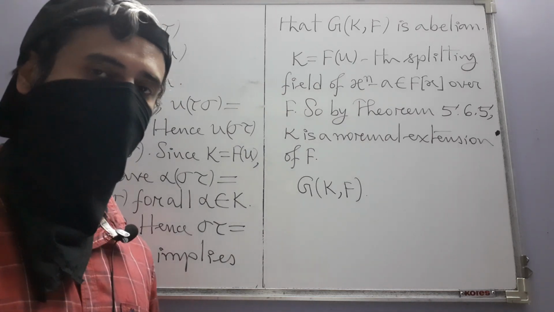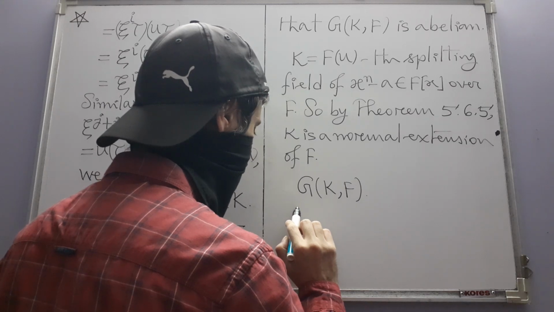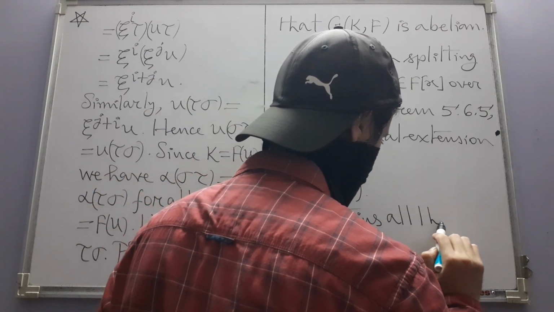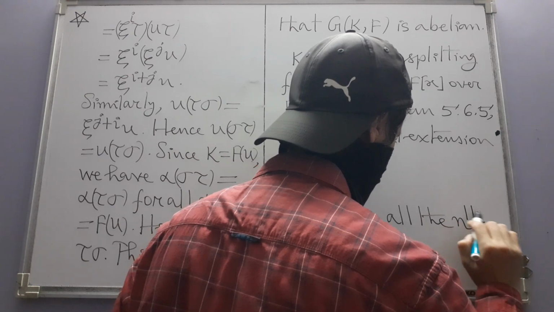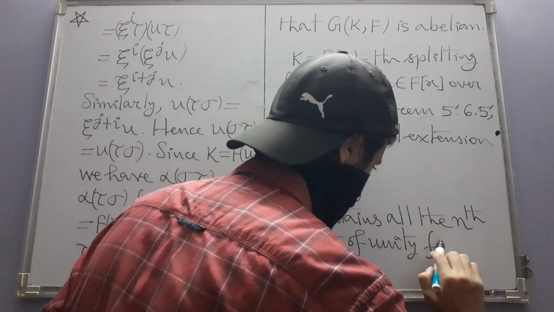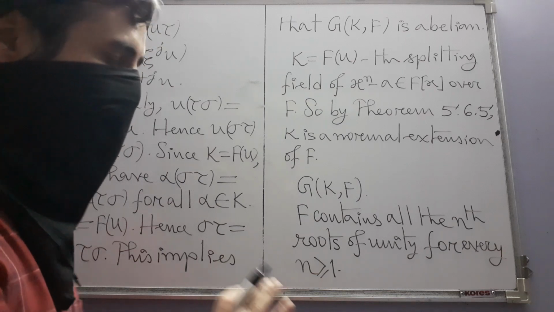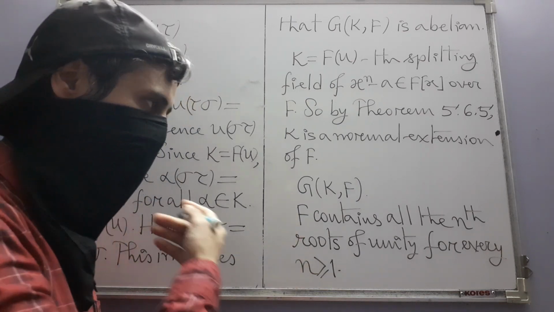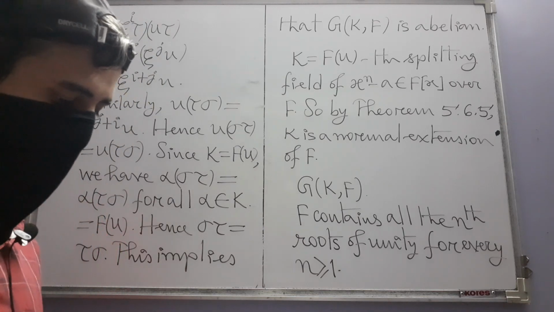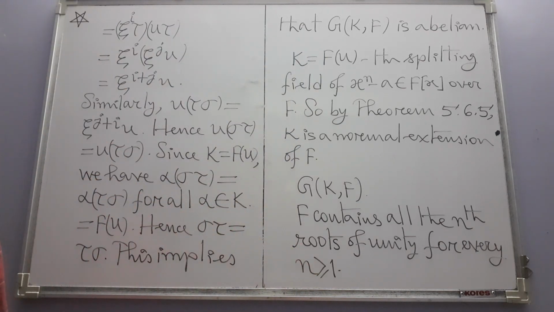And throughout the rest of this section, we are going to assume that f contains all the nth roots of unity for every positive integer n, not just for some particular n, but for every n. This is the assumption that we are going to have for the rest of this section. The next result that comes, we are not going to prove today, however, but still let's see what the result says.